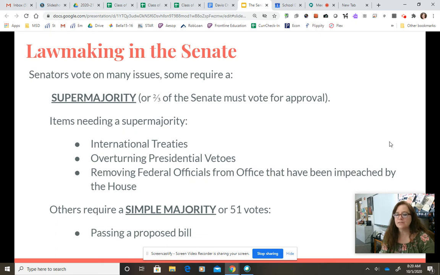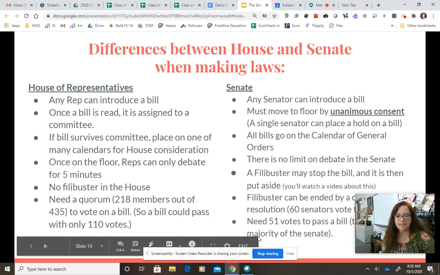Other bills that are on more common issues only need a majority. So they only need 51 votes in order to pass. And like I said, we're going to talk more about that when we talk about how a bill becomes a law. All right, this is a big slide.